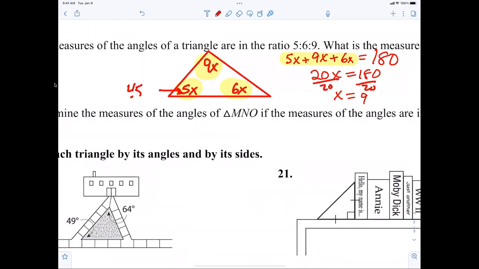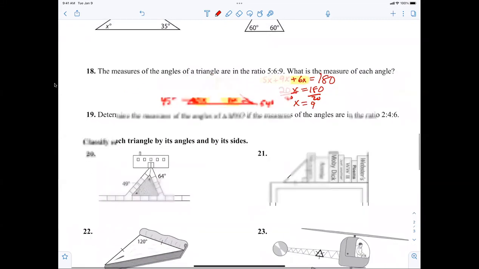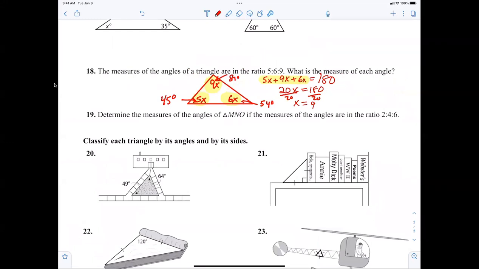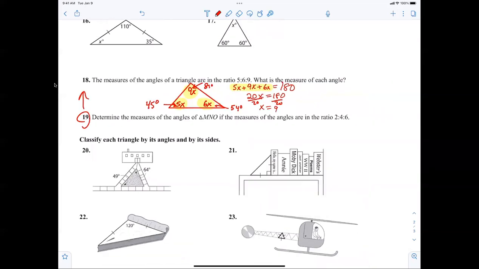How did you know that? Times it by 9. Whoever said that, thank you. What's the measure of this angle up here? 81 degrees. And what's the measure of this angle right here? 54 degrees. There you have it. So now you can do number 19 because 19 is the same as what? 18. Draw it out for me.